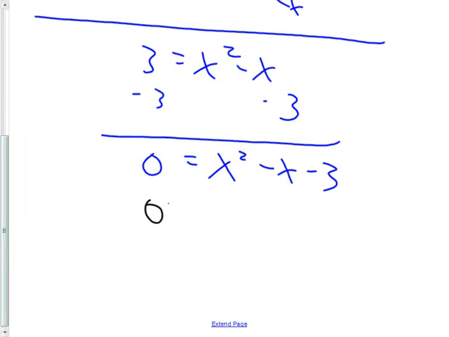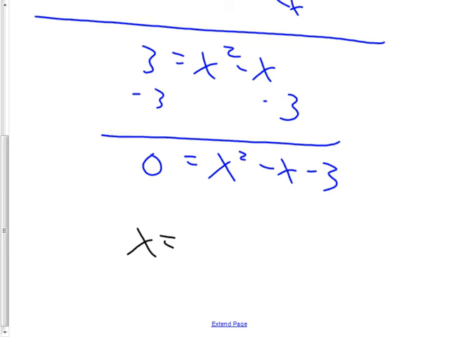So 0 equals, factor this puppy, x and x, and how do I make a 3? A 3 and a 1. And can I actually make this equal negative x in the middle with any combo you can think of? No, so it won't factor. Therefore, since it won't factor, I'm going to use the quadratic formula. Yeah, I got to have this puppy memorized.